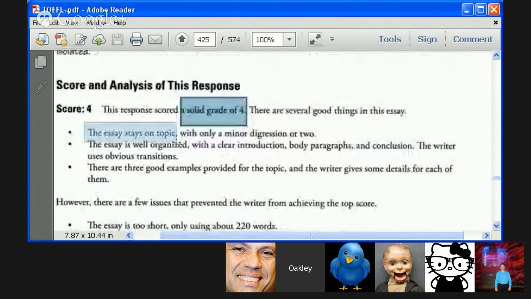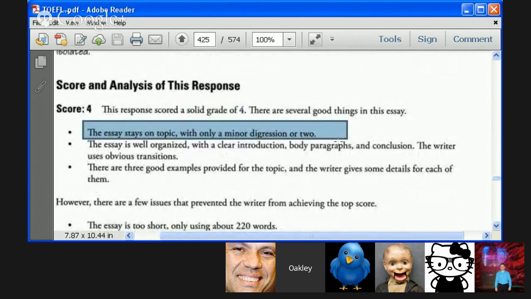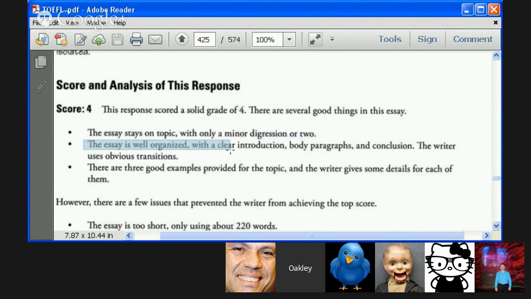The essay does stay on topic with only a minor digression or two. The cohesion, the cohesive elements using those transitionals, is really important in all of these tests. I know I'm boring and I say it over and over again, but I just can't overemphasize it. It is well organized, with a clear introduction and body paragraphs. The paragraphing is really perfect. Obvious transitions, as I mentioned several times. There are 3 good examples, which is part of answering the question, and some details for each of them.